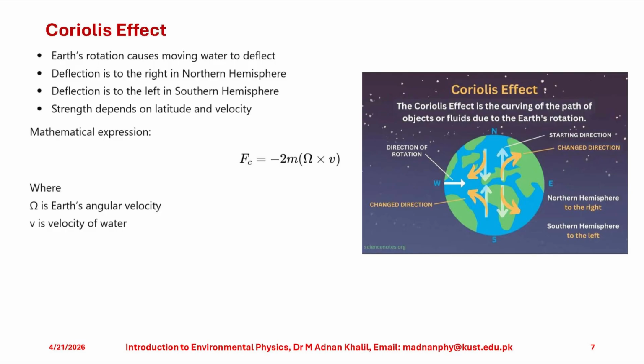The diagram clearly shows Earth's rotation and how moving objects change direction relative to the surface. Physically, this happens because we are observing motion in a rotating frame of reference.